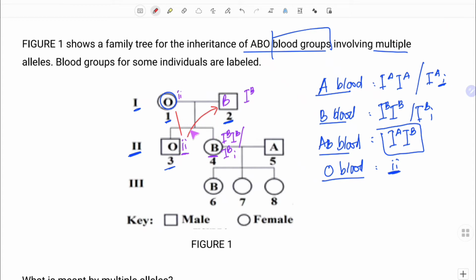So this is how we know that parent yang nombor 2 ni, dia punya B blood type adalah IB dan juga i kecil, bukannya IB IB. So this parent cannot be homozygous B besar, tak boleh. Because kita ada bukti dekat nombor 3 ni, dia mesti ada dua i kecil. Satu i kecil for parent number 1, satu lagi i kecil mesti datang daripada parent number 2. So menjadikan genotype for parent number 2 ini yang ada B blood type adalah IB besar, i kecil.